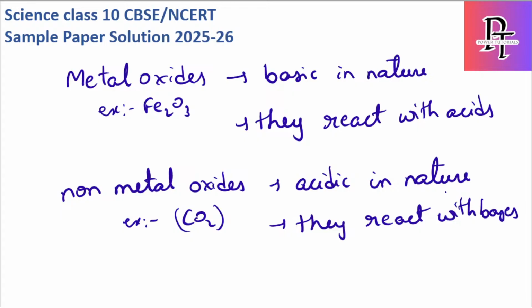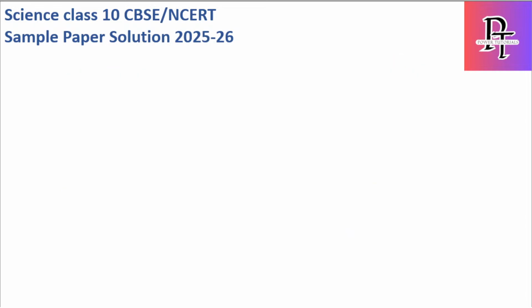So what about amphoteric? If you remember, in your previous classes we studied about amphibians. What are amphibians? Those present on both water and land. Same way, wherever you find an amph kind of word, it's a representative that it can have two properties. So here the amphoteric is, and this is very important for either 1 mark or 2 marks. This will come for sure in your board exam. In this sample paper, they have provided it as a 1 mark question.